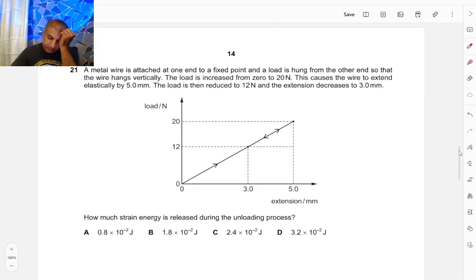Okay, let's just look at this question. A metal wire is attached at one end to a fixed point. Okay. And a load is hung from the other end so that the wire hangs vertically. Okay. The load is increased from 0 to 20 newton. We can see that from 0 to 20 newton, there is an increase in load over here. So load increases. Just going to write this down. This causes the wire to extend elastically, okay, elastically, that means all the energy can be retrieved, by 5 millimeters. We can see that the extension is 5 millimeters.